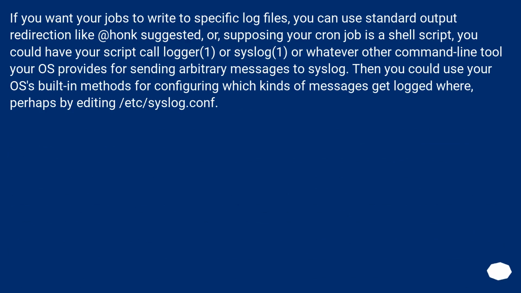If you want your jobs to write to specific log files, you can use standard output redirection like @honk suggested, or, supposing your cron job is a shell script, you could have your script call logger(1) or syslog(1) or whatever other command line tool your OS provides for sending arbitrary messages to syslog. Then you could use your OS's built-in methods for configuring which kinds of messages get logged where, perhaps by editing /etc/syslog.conf.